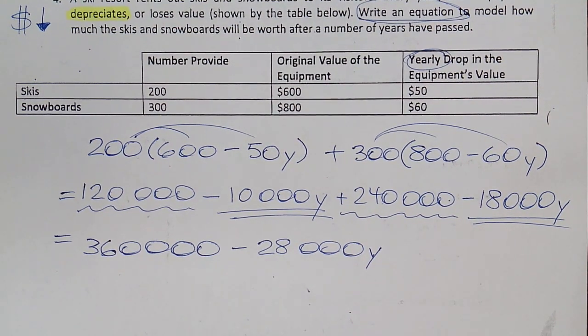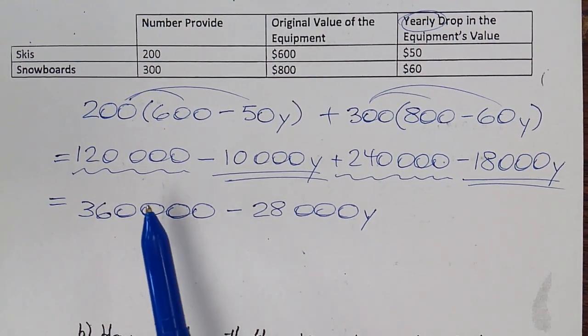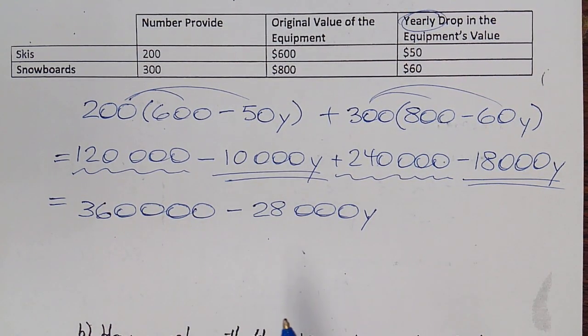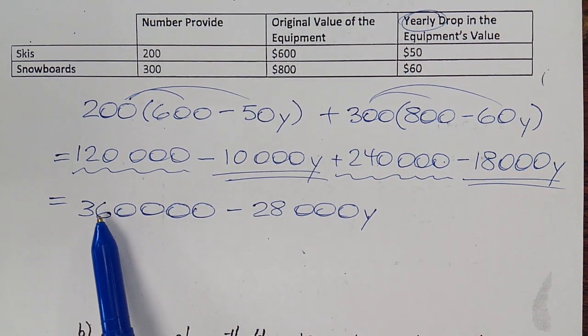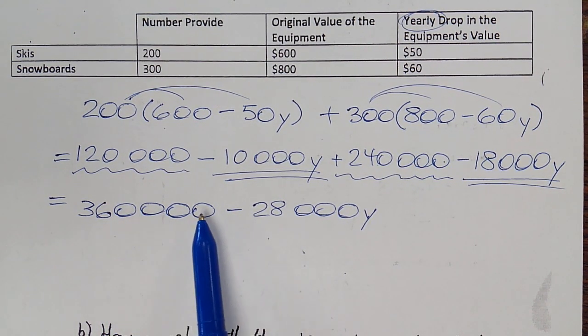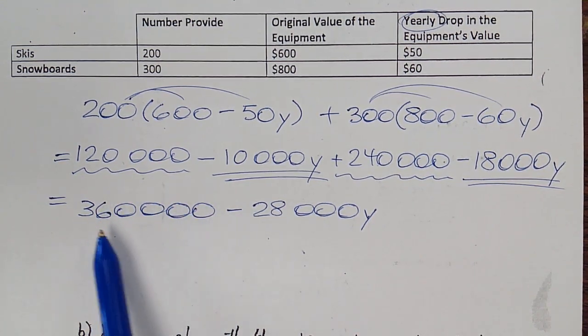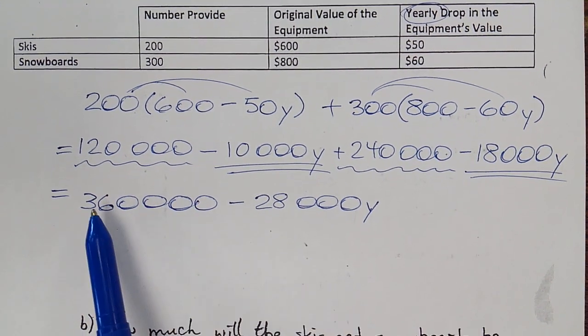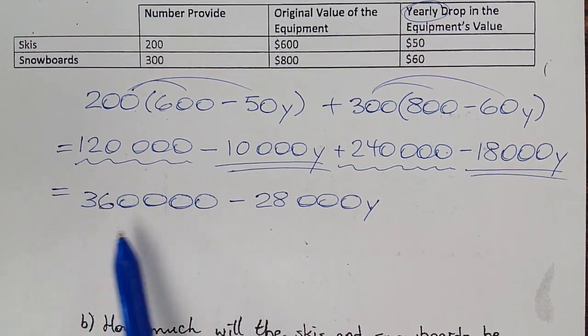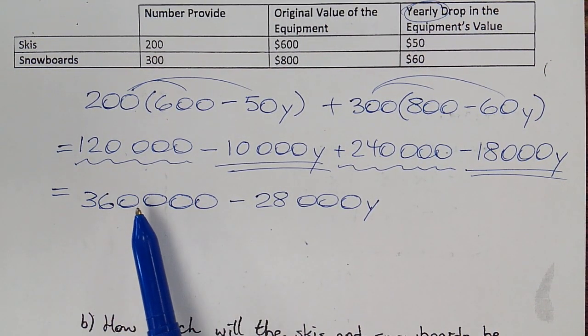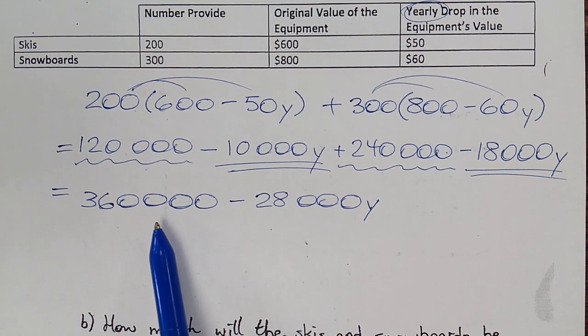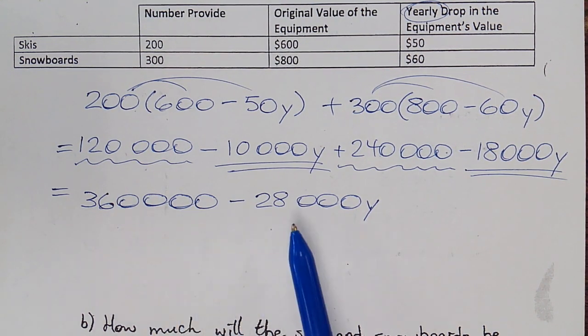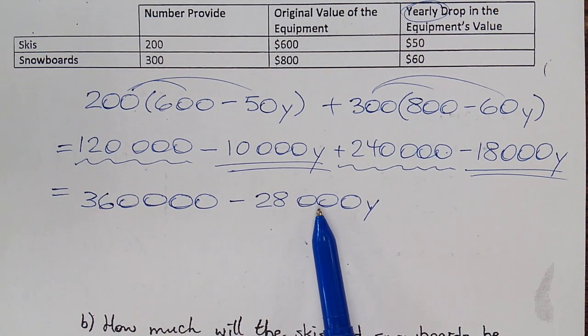So now that's how I get my simplified equation. What does this 360,000 represent? Dollars. What about this amount? Original value of all equipment. Good. What does the 28,000 represent?